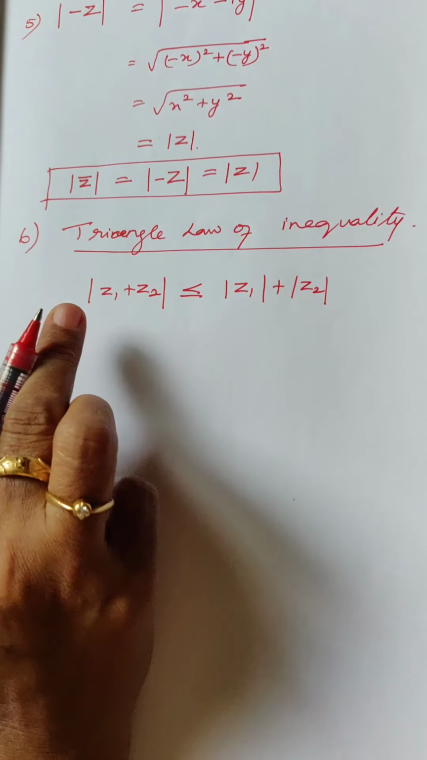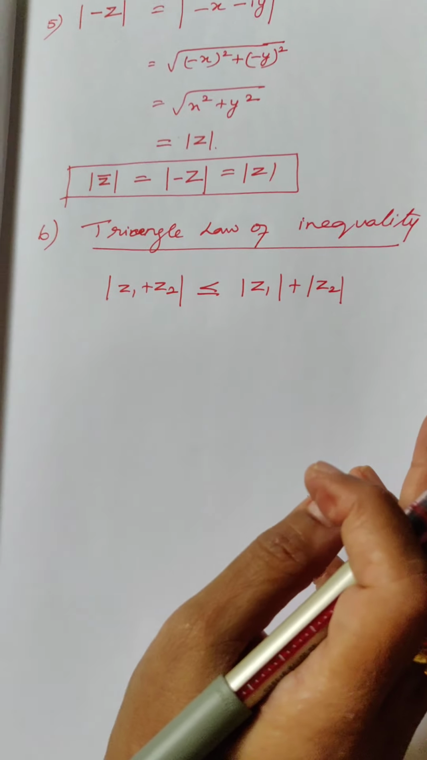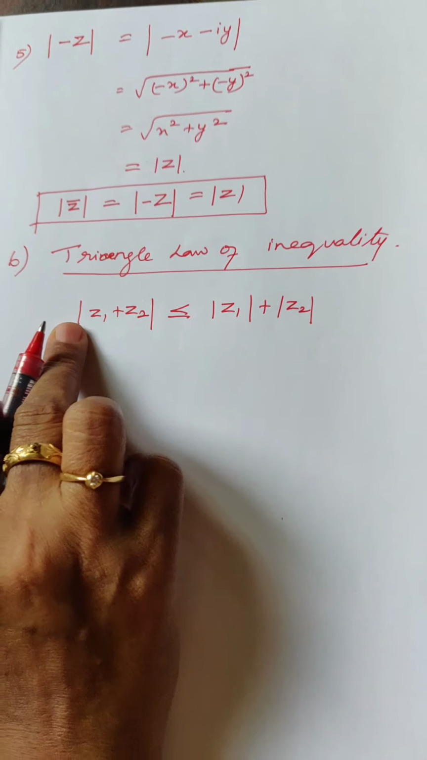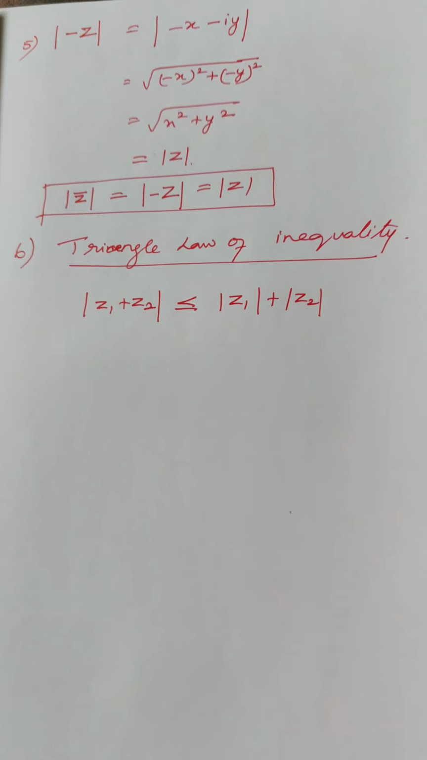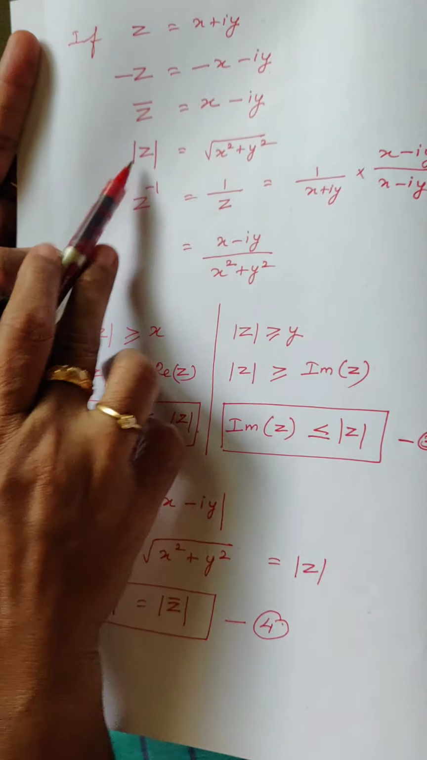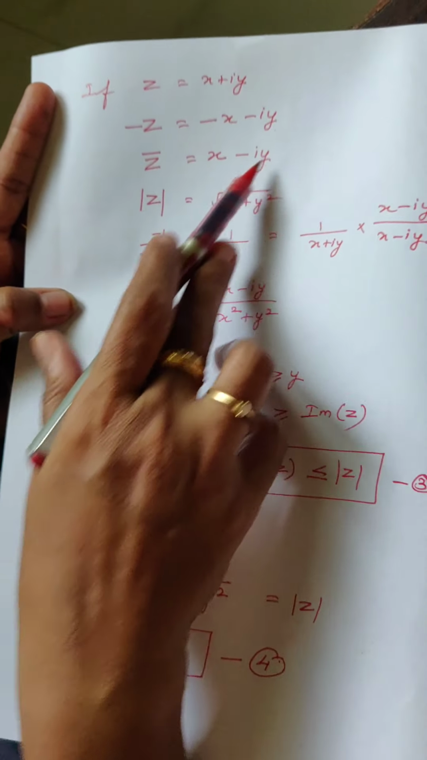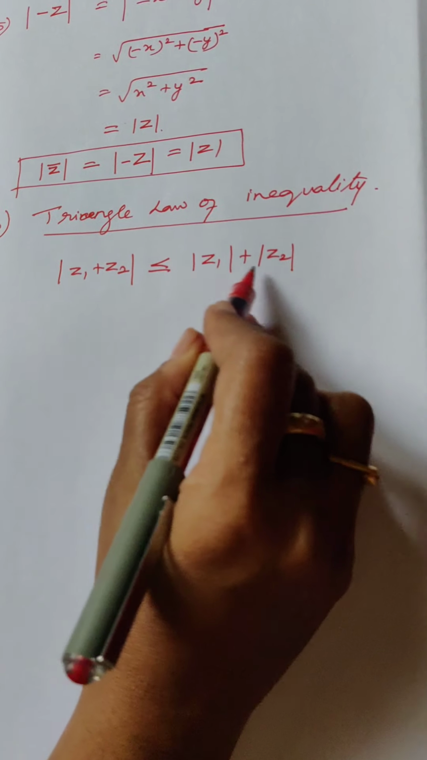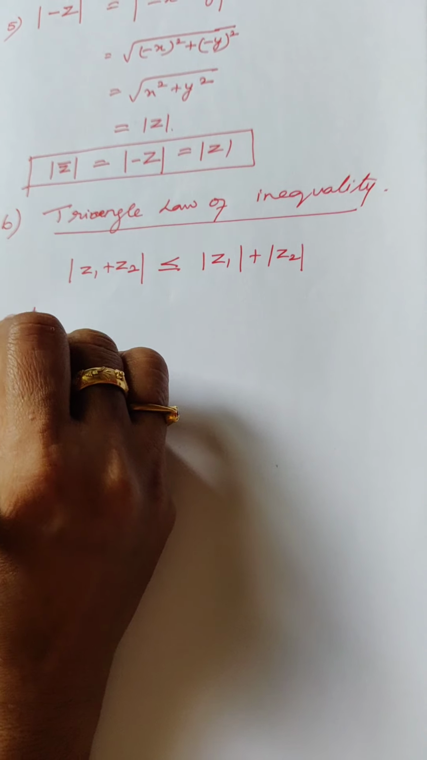In conjugate, it is entirely different. I will once again tell you about the conjugate. Don't confuse the conjugate with the modulus. Conjugate is entirely different from modulus. Check these two. Modulus of z1 plus z2 is lesser than or equal to modulus of z1 plus modulus of z2. I have to prove the result.